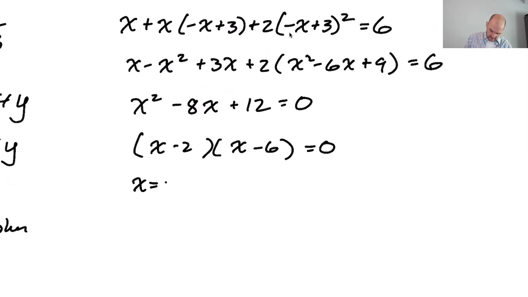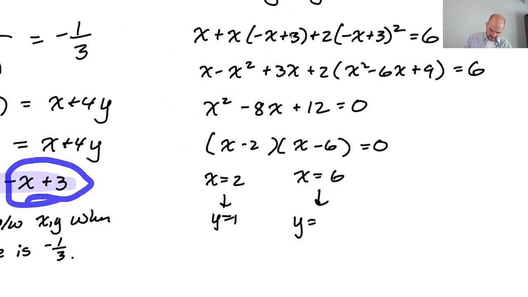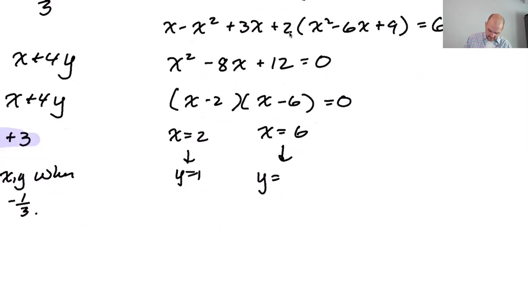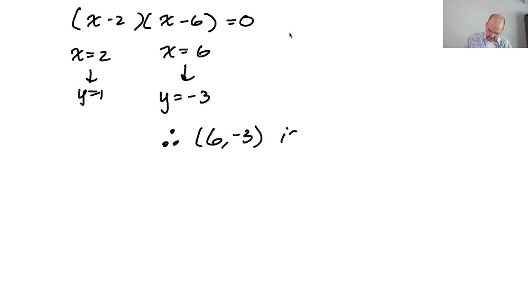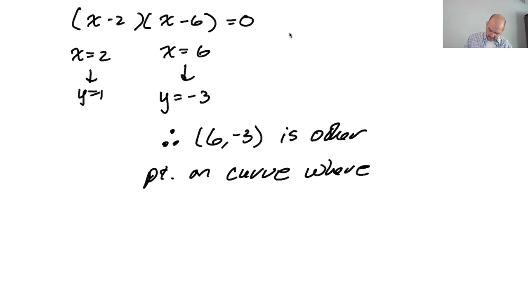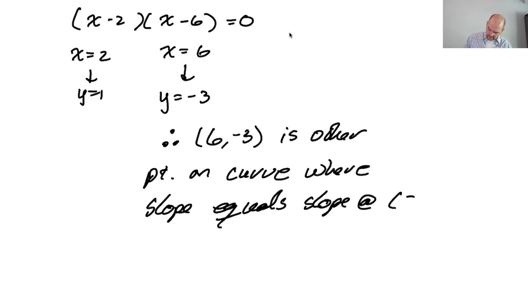So this gives me x equals 2, which would lead to y equals 1, which was the given point. This gives me x equals 6, which means that y is, so we know the relationship, right? y is negative x plus 3. So negative 6 plus 3 is negative 3. Therefore, (6, -3) is the other point on the curve where the slope equals the slope at (2, 1).